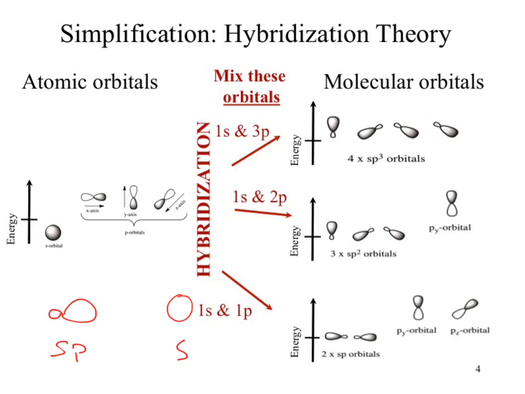And I look at the overlap of these two. I bring them in close enough to each other where they can start to interact. How many bonding orbitals are made? Let me switch the question. How many molecular orbitals are made?